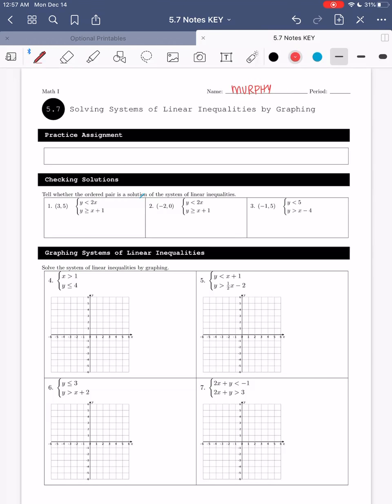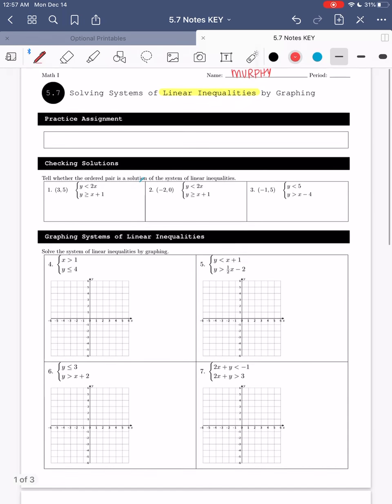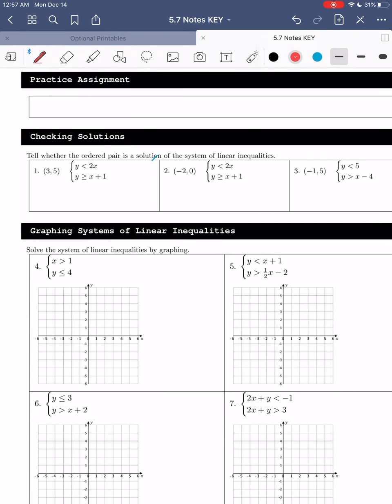All right, this is 5.7, solving systems of linear inequalities by graphing. So we are going to graph 2 or 3 inequalities, and what we're going to be looking for is the part where everything is shaded is going to be the answer in the end. You'll have a practice worksheet for this one, but we're going to start first by just checking solutions.